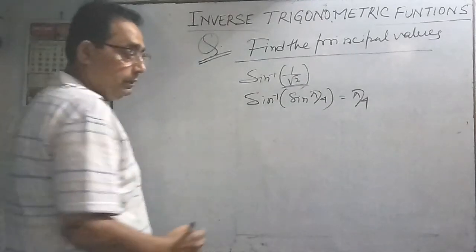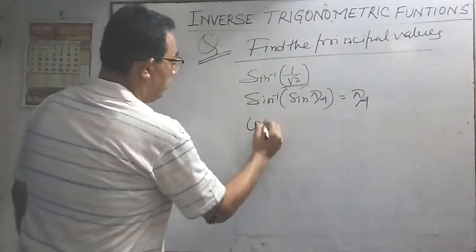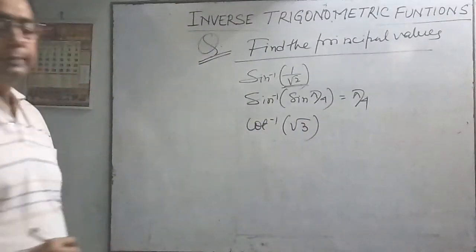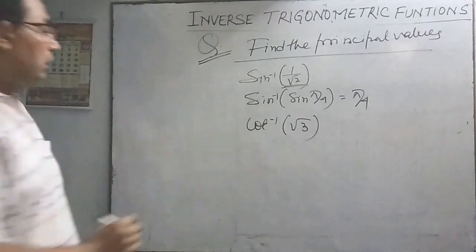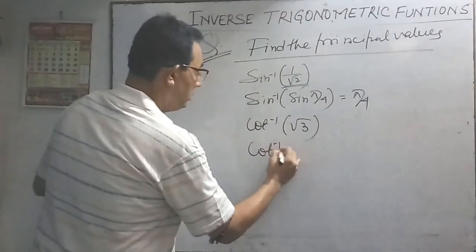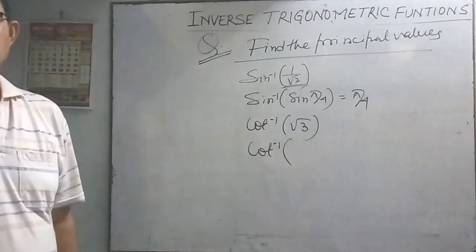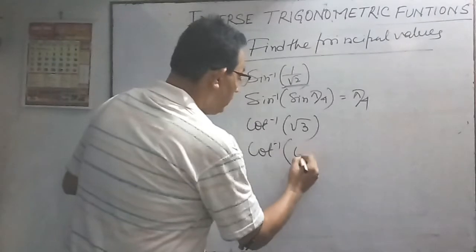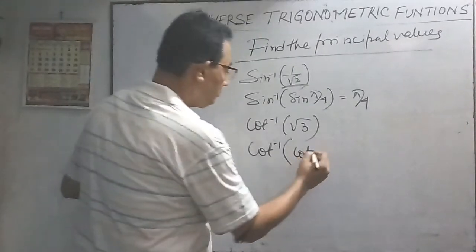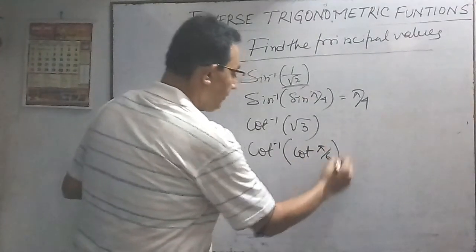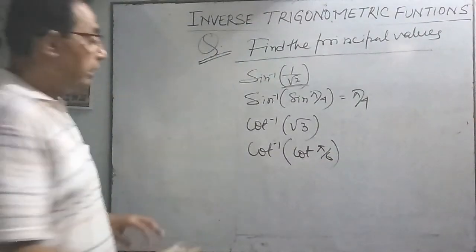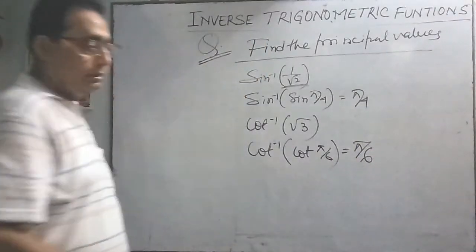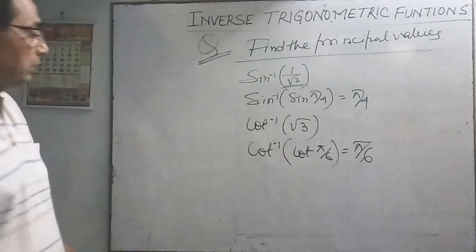Clear? Now, if you take cot inverse root 3. What is the value of root 3? Tell me. It is cot pi by 6. It is equal to pi by 6. Clear?